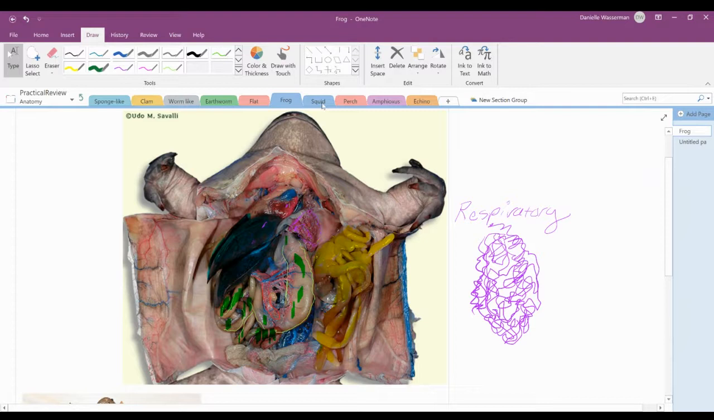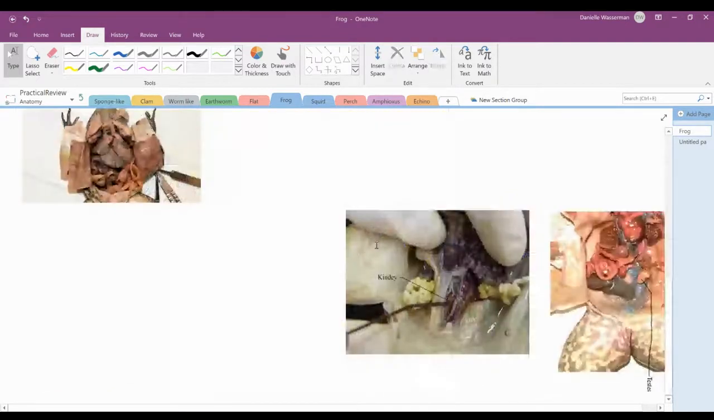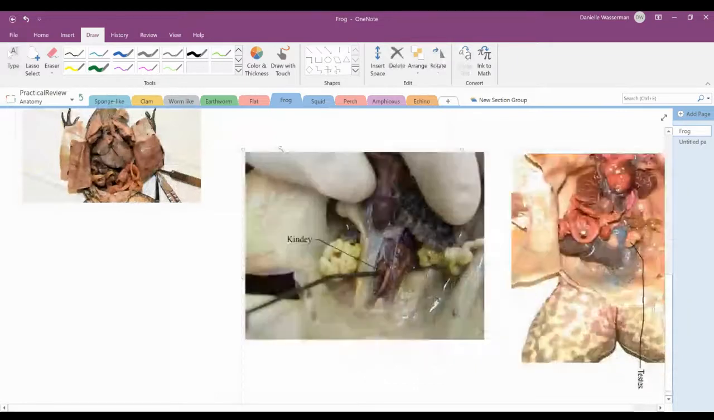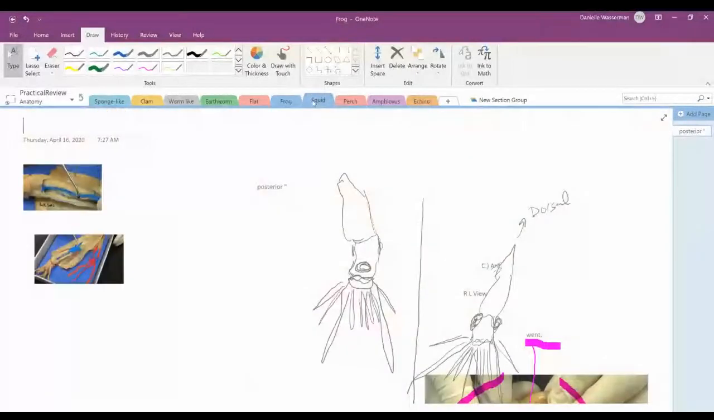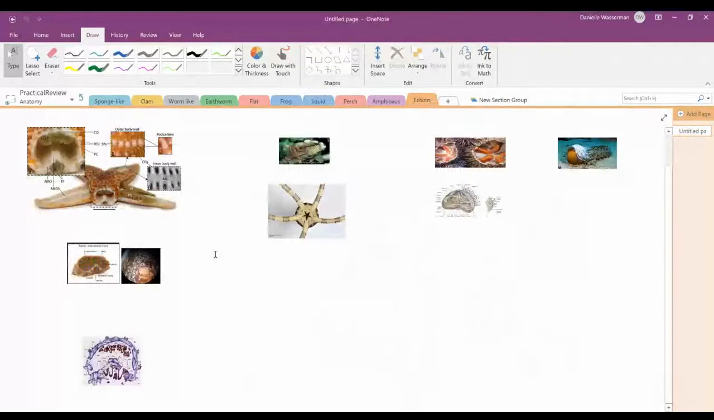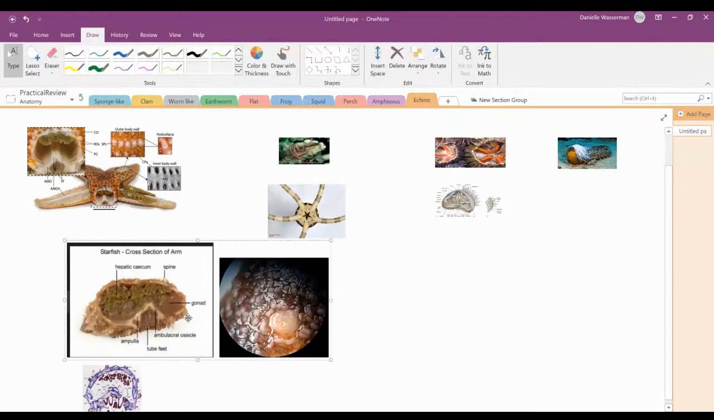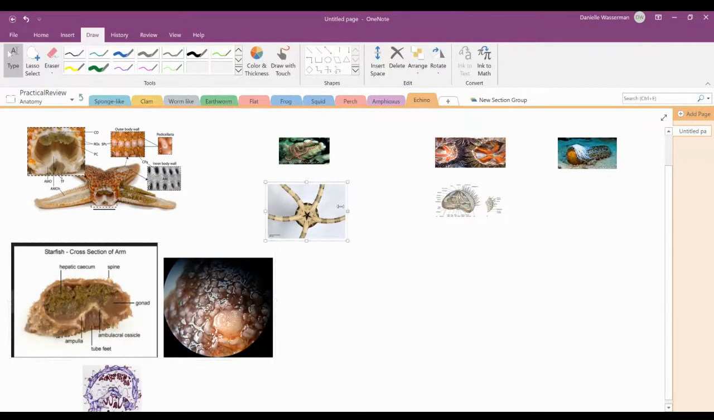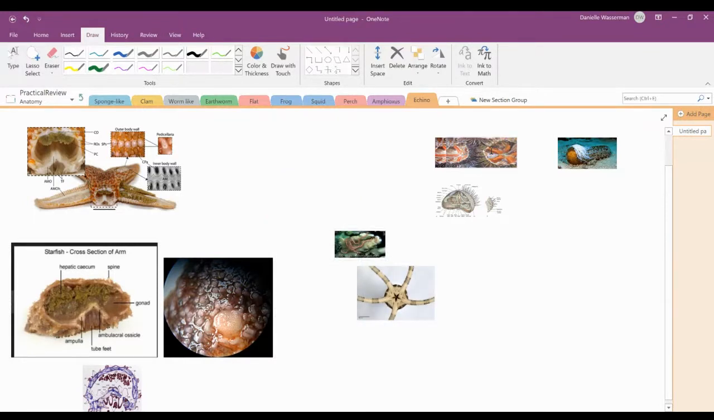And there is more to the frog. Kidneys toward the back. My class, we spent a while on this yesterday. So I'm going to go to things that we have not looked at in a while, particularly this because it includes sea urchins. I spent quite a while on starfish arms. We barely made it to sea urchins.